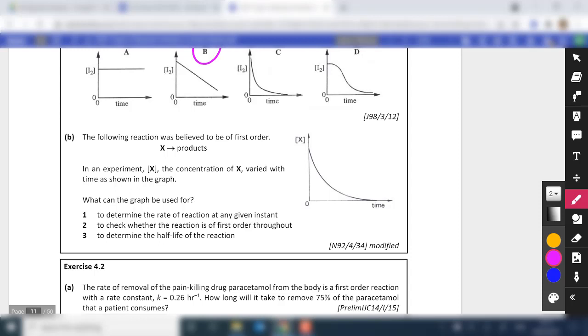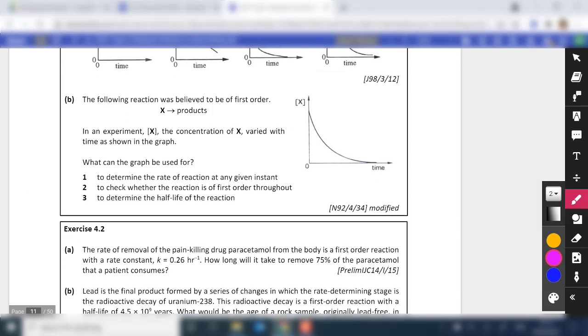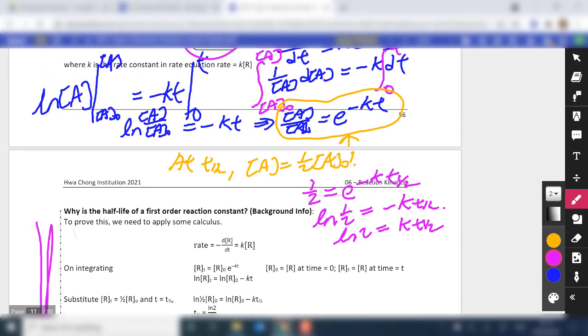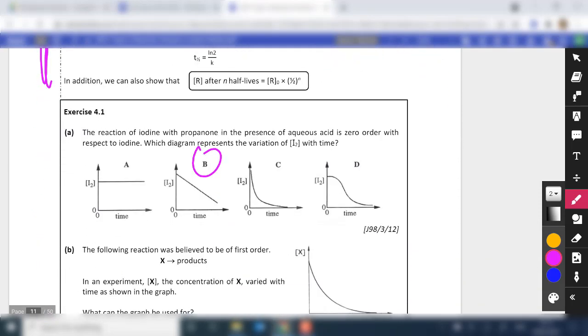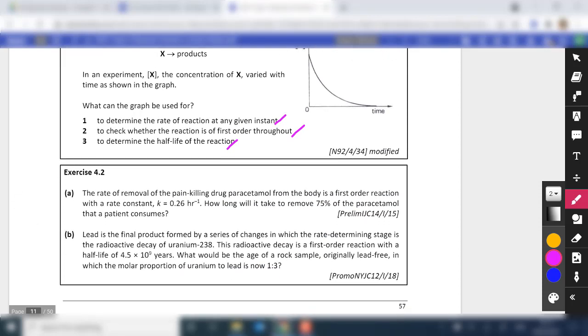Next, the following reaction was believed to be first order: X to products. What can a graph be used for? To determine the rate of reaction at any instant, definitely you can, you just draw the gradient. You can find the instantaneous rate at any time. To check whether the reaction is first order throughout, you can easily do that if you understood what I said earlier regarding this derivation. You can easily determine half-life as well. So I don't think we need to go into a lot of details.